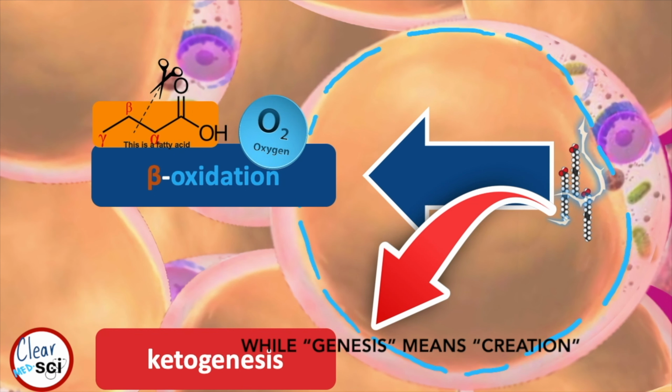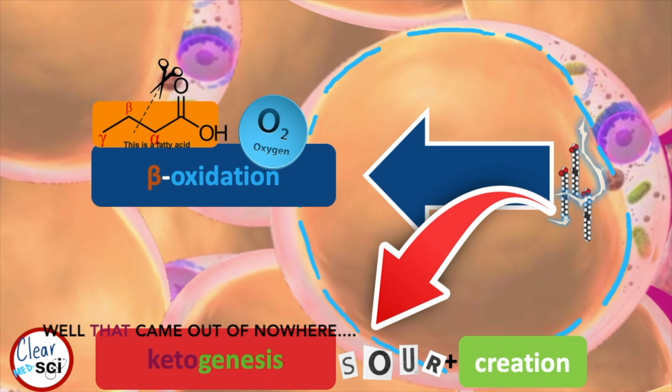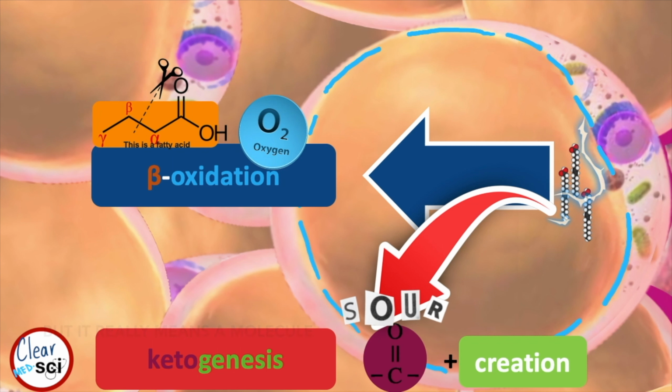While genesis means creation, and keto means sour? Well, that came out of nowhere. I'm kidding. That's the origin of the word, but it really means a molecule with a carbonyl group. And due to the majority of the molecules with a carbonyl group tending to be acidic, I'd assume that's why the origin of the word keto means sour.